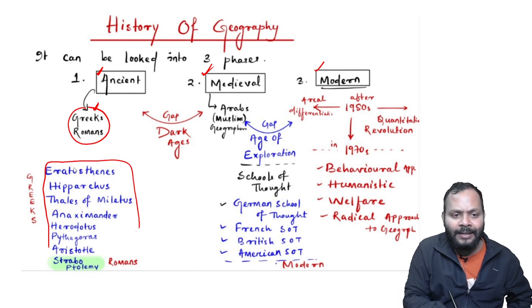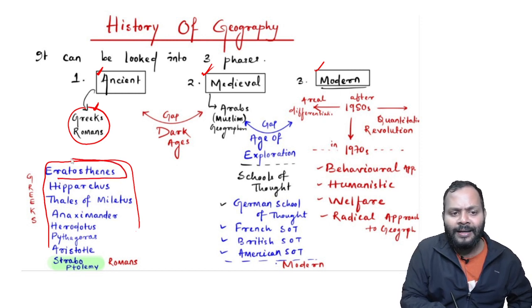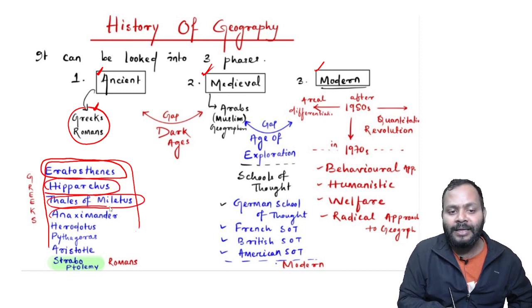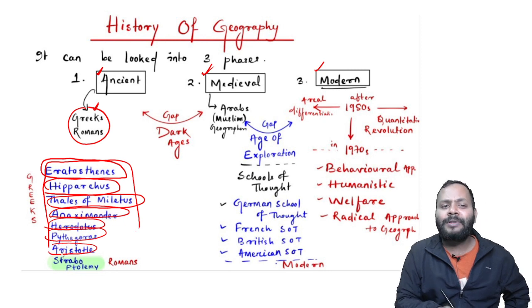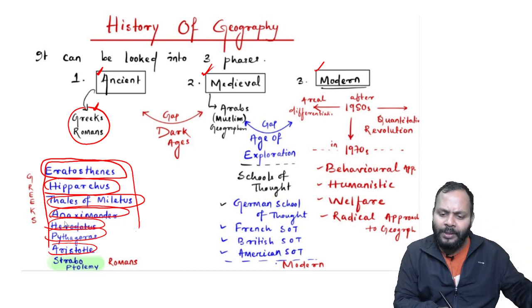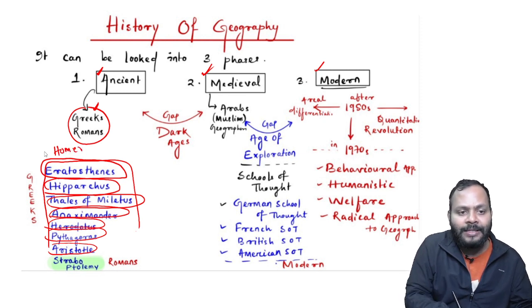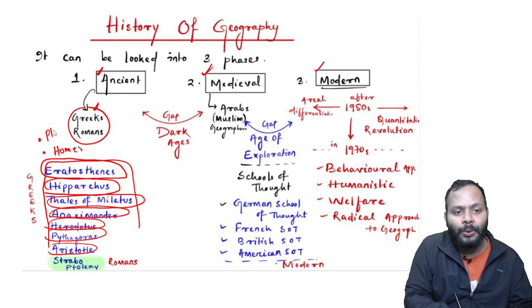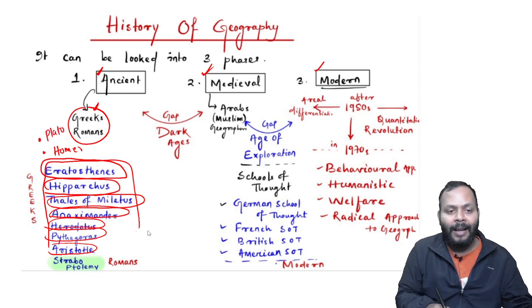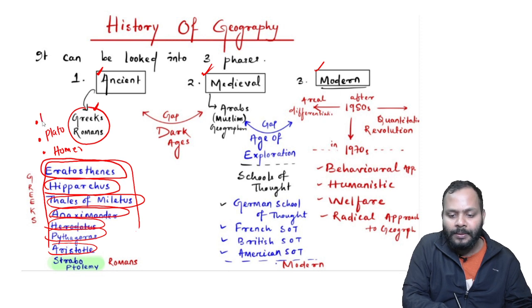So we will understand in detail about Eratosthenes, Hipparchus, Thales of Miletus, Anaximander, Herodotus, Pythagoras, Aristotle. These are the important Greeks. There are even more. Homer, and another is Plato. You have Plato, Homer. There is Posidonius.